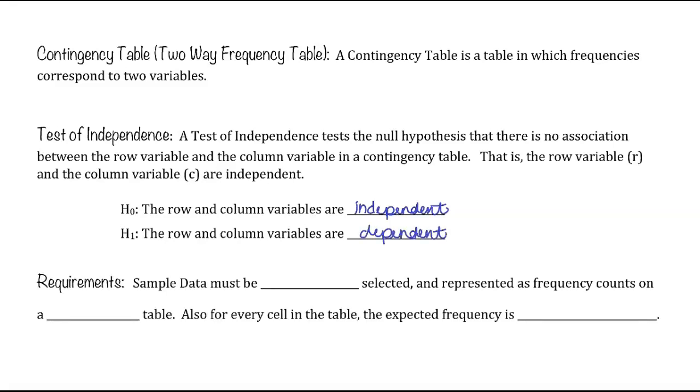In order to run this type of hypothesis test, sample data must be randomly selected and be represented as frequency counts on a two-way table. That's why a contingency table is also called a two-way frequency table. The last requirement is that for every cell in the table, the expected frequency needs to be at least 5.